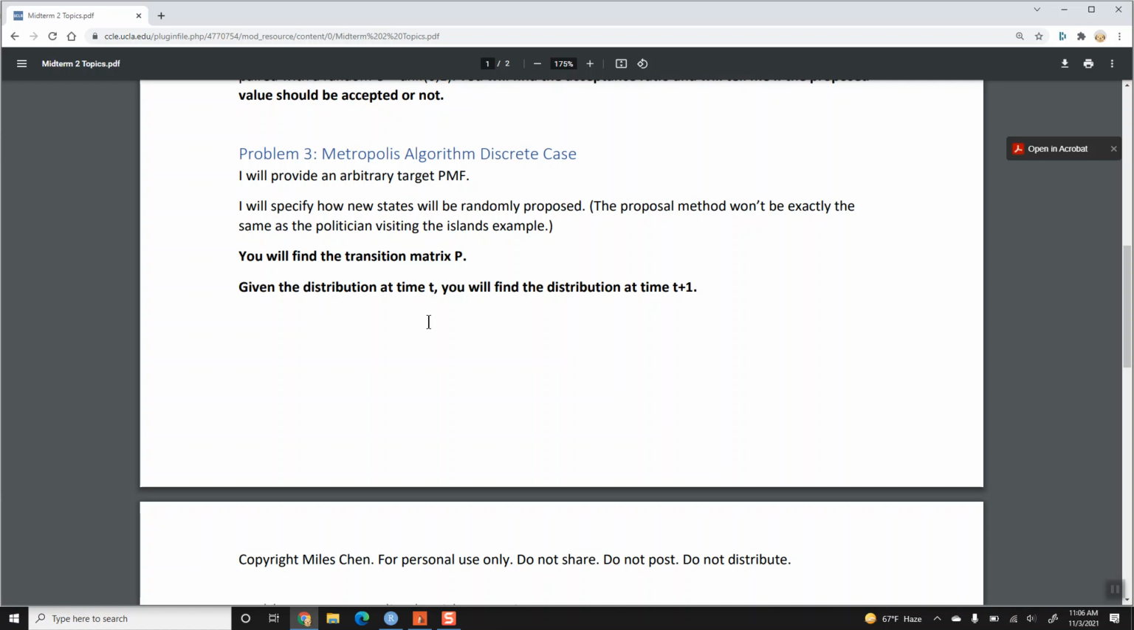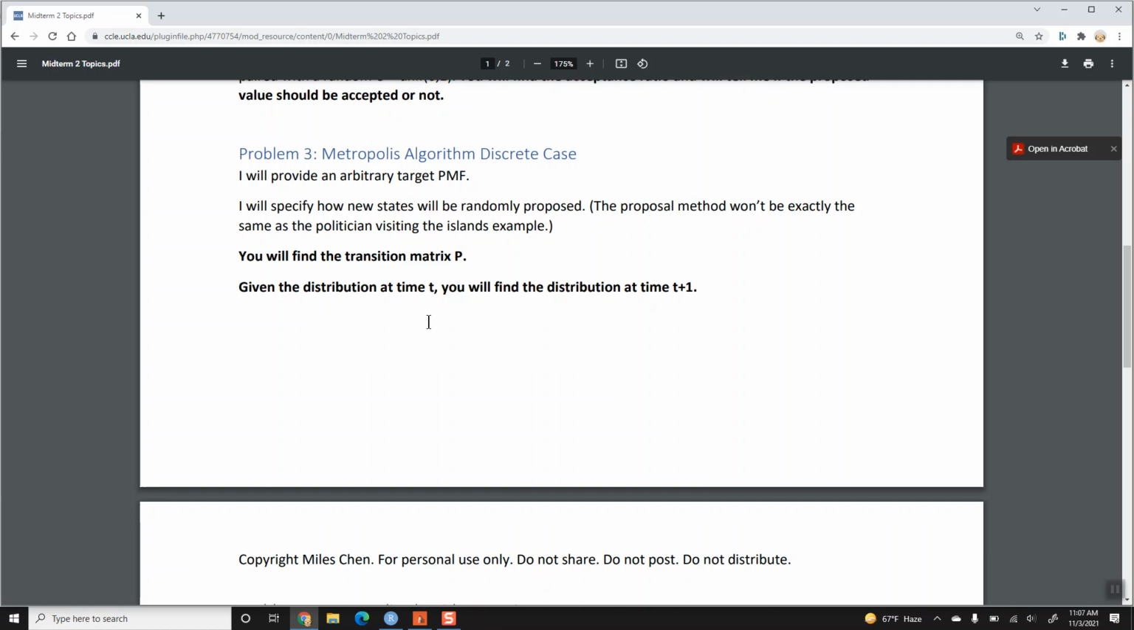We'll say you've got another method for proposing new states. May not be necessarily exactly the same as flipping a coin. Maybe you spin a spinner, and some parts will be like you go one state to the east or two states to the east or something like that. Okay, so it'll be a little bit different. You'll have a different proposal distribution.